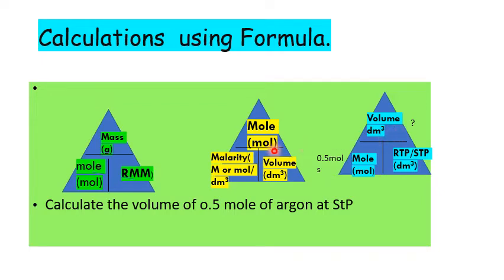Okay, so the only one that has everything in it is this last one. This last one has volume, it has moles, and it has RTP, STP. So how do I go about finding out the answer? I'm going to say the volume. All right, so volume is what I want to find. So I'm going to multiply the mole by the RTP or STP. And in this question, they give me STP. That's it.